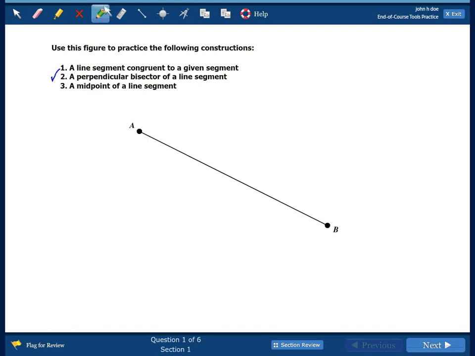So we have segment AB. What we're going to do is put our compass on A and B, and we're going to extend our compass just a little bit over halfway. So we're over halfway right now. So we should have an arc like this. I'm purposely going to draw them a little bit bigger because I'm not exactly sure where they'll be.